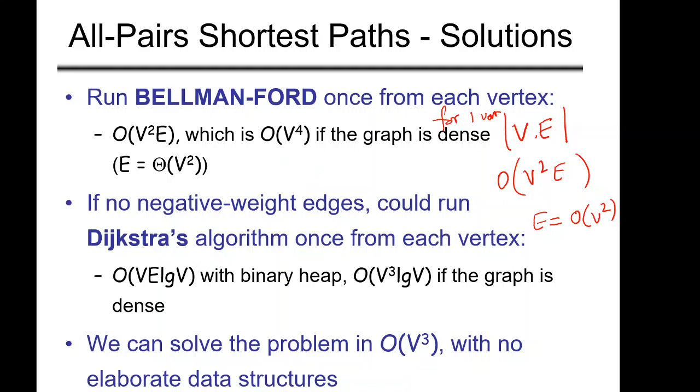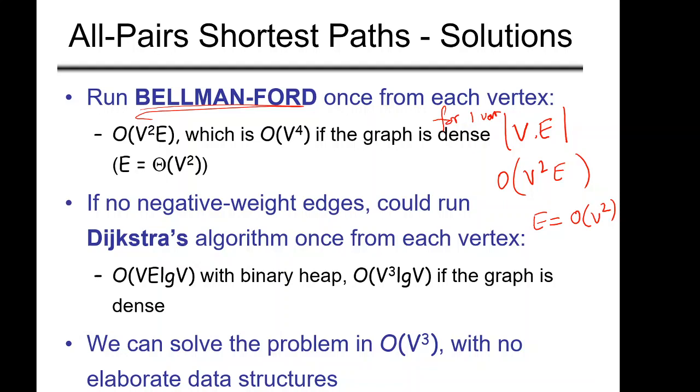Now, can we do better? We can do better if we don't have negative weights on edges. If we have negative weights on edges, then we have to apply Bellman-Ford. There is no other choice; till now we have not covered any such choice. But if there are no negative weights involved, we can run Dijkstra algorithm.